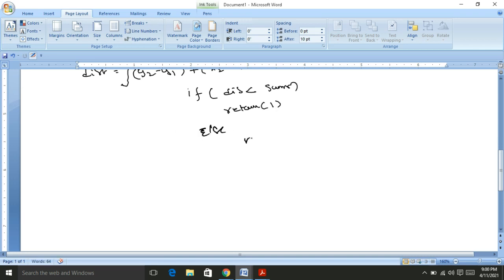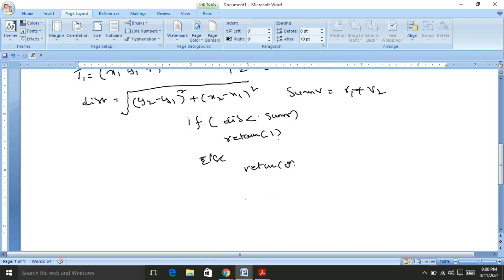Else I return 0. In the main program, actually in the main block, this is the function that I am going to write, ball_collide. In the function, I consider the two tuples, that is T1 equal to a triple, and one more triple T2 equal to, let us consider, 2 to 7. So the sum of radii, that means sum of r equal to 9 actually.